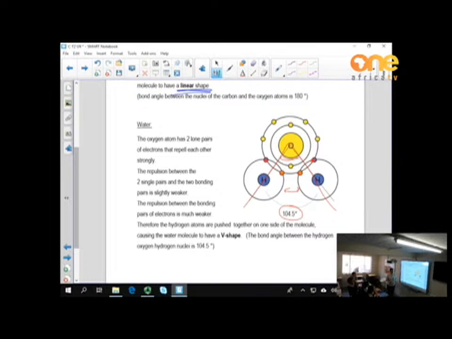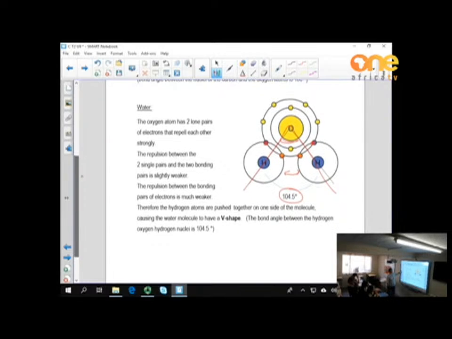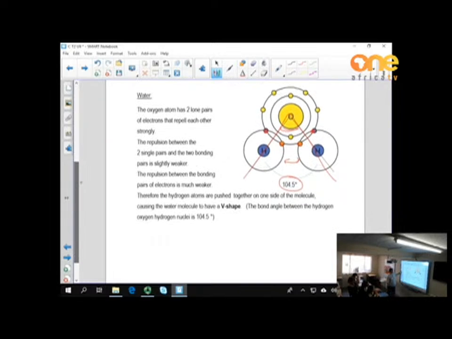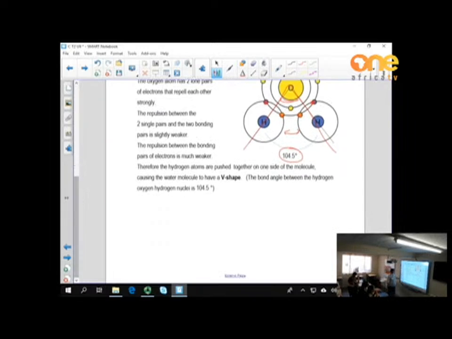Okay, they won't ask you obscure examples, but you need to know carbon dioxide, water, ammonia, and methane. All right, it's just basic classical, or the classic examples for V-shaped, pyramidal, tetrahedral. Okay, so water then is 104.5 degrees, the bond angle.